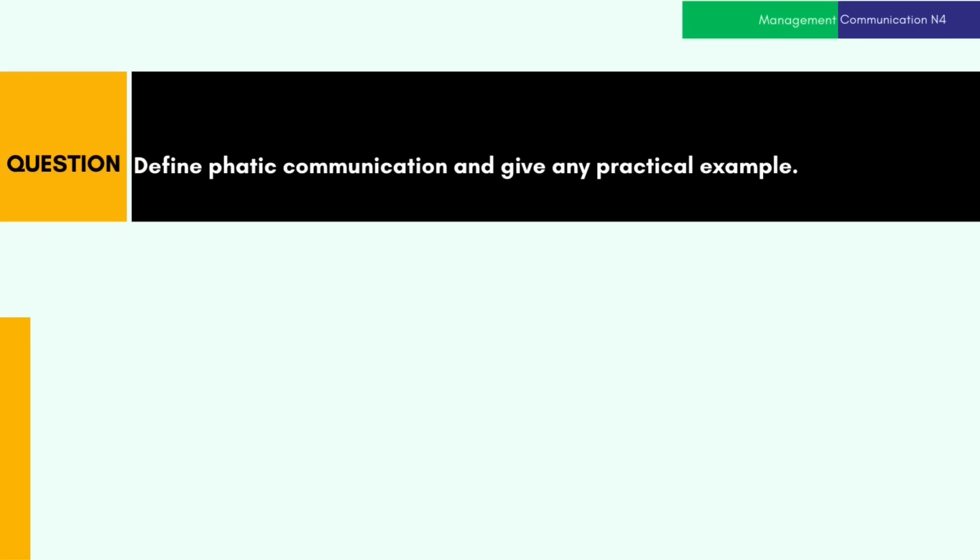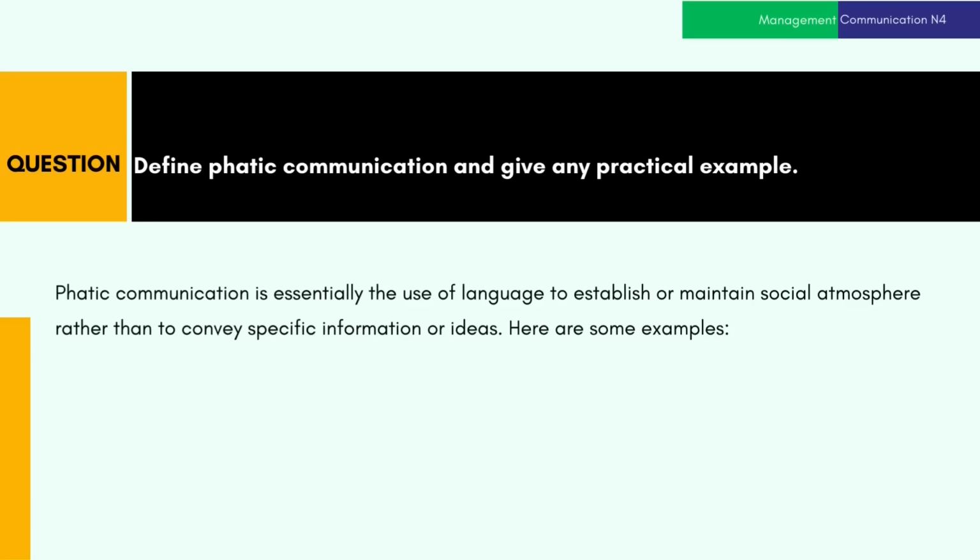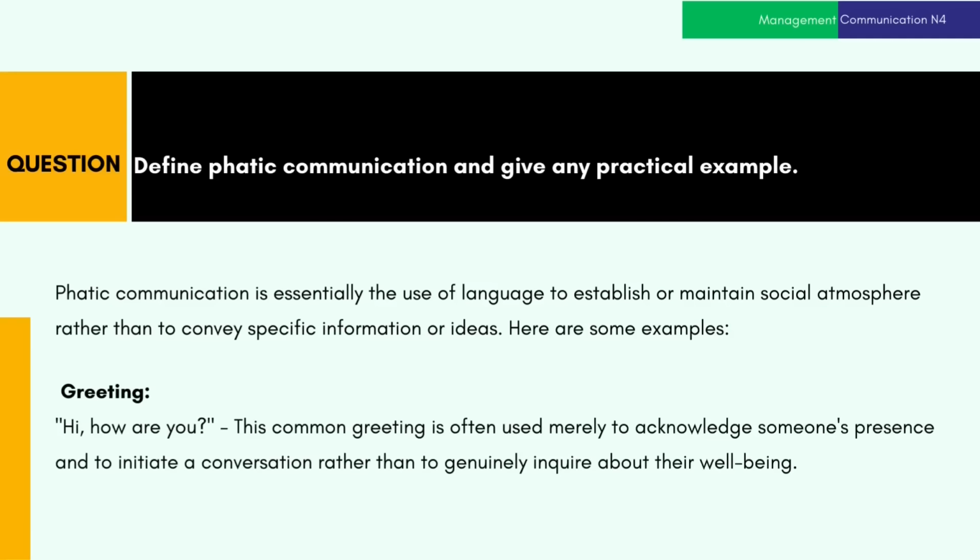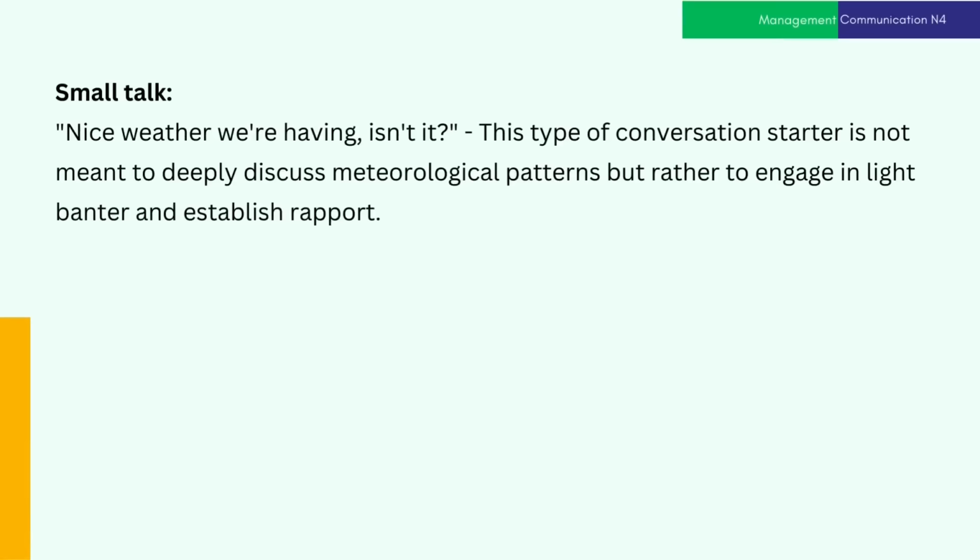Question. Define phatic communication and give any practical example. Phatic communication is essentially the use of language to establish or maintain social atmosphere rather than to convey specific information or ideas. Here are some examples. 1. Greeting. Hi, how are you? This common greeting is often used merely to acknowledge someone's presence and to initiate a conversation rather than to genuinely inquire about their well-being.